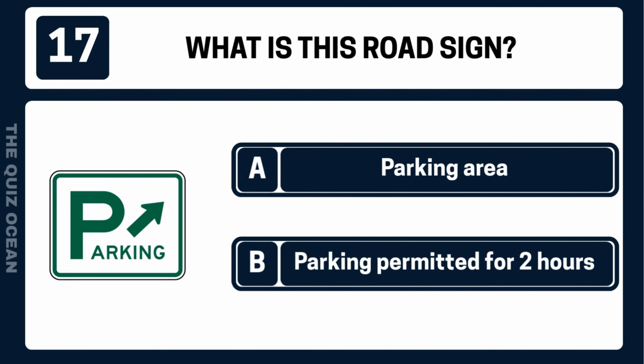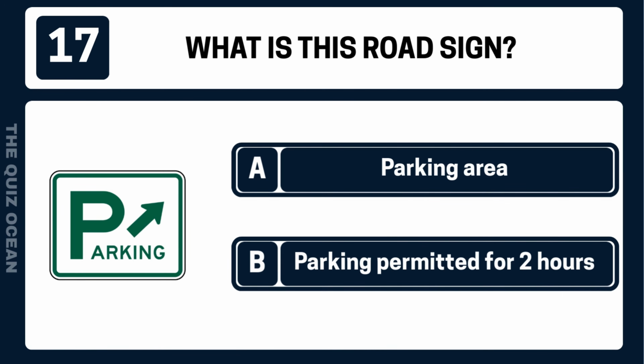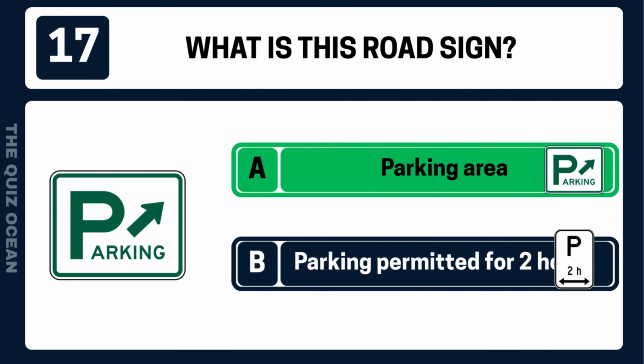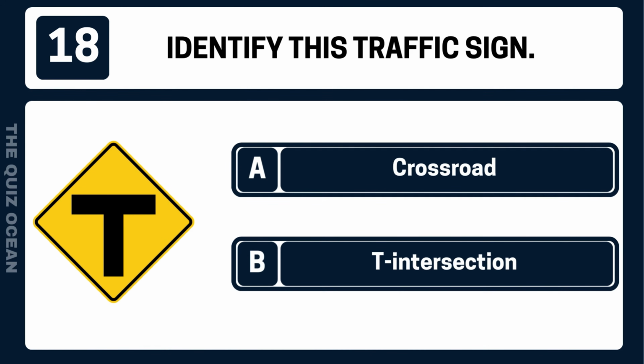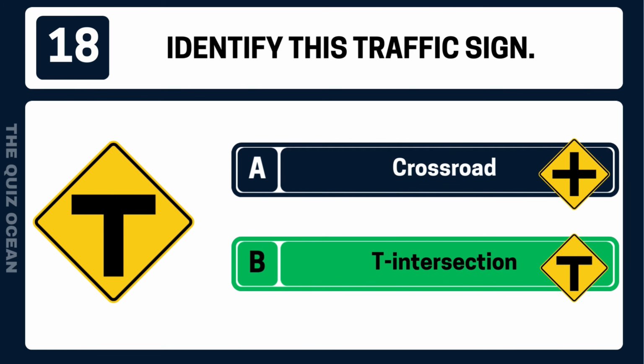Question 17. What is this road sign? A. Parking area. B. Parking permitted for 2 hours. The answer is A. Parking area. Question 18. Identify this traffic sign. A. Crossroad. B. T-intersection. The answer is B. T-intersection.